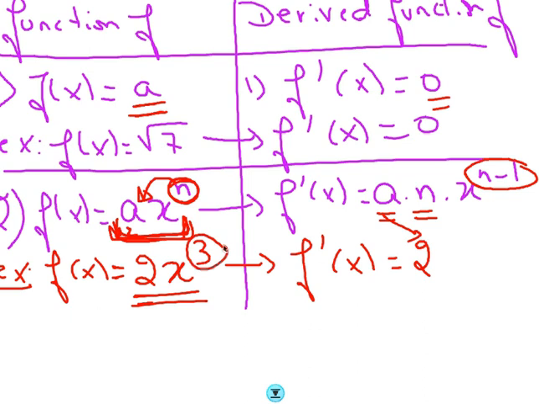N here is 3, so you multiply by 3 times x to the power n minus 1, you just subtract 1 from 3, it becomes 2. 3 minus 1 is 2. So now you just simplify, 2 times 3 is 6, so it's 6x squared. So this is what you have to memorize. If you have a times x to the power n, its derivative is a times n times x to the power n minus 1.